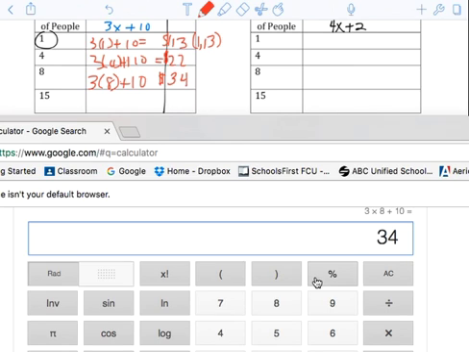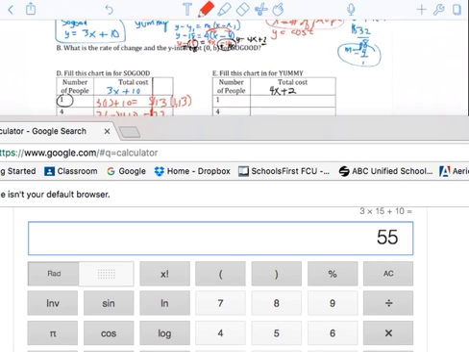Okay. Then you do the same for 15. So 3 times 15 plus 10. Clear it out. 3 times 15 plus 10 equals $55 for 15 people. That's really cheap.